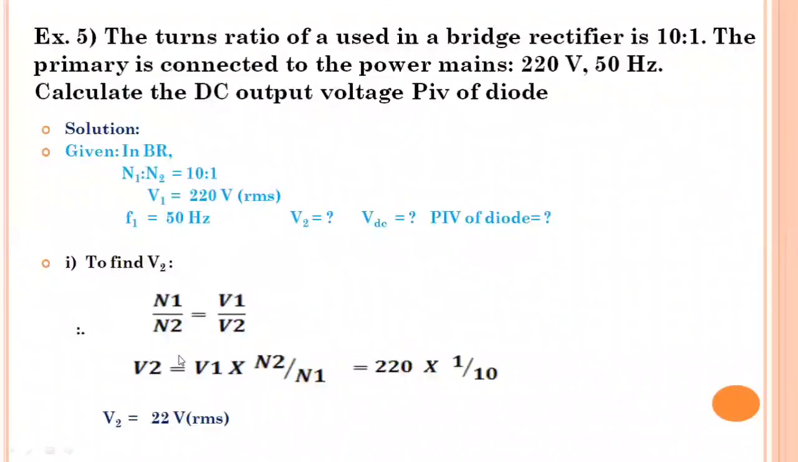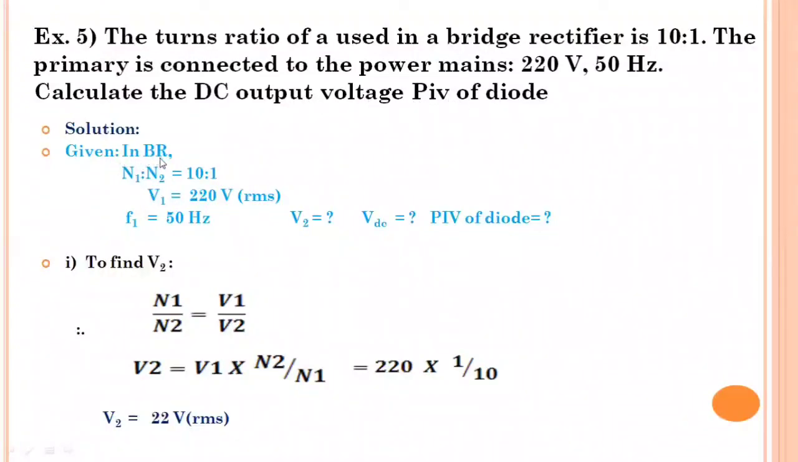If you follow this, then we'll go for the last numerical. Number 5. Turns ratio of transformer used in bridge rectifier circuit is 10:1. The primary is connected to the power AC mains, 220 volt, frequency of 50 hertz. Calculate the DC output voltage and PIV of a diode.